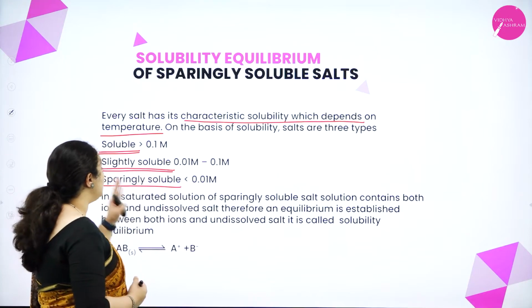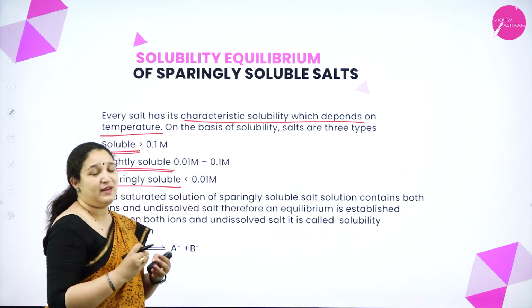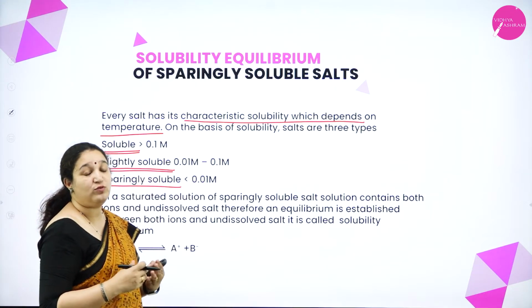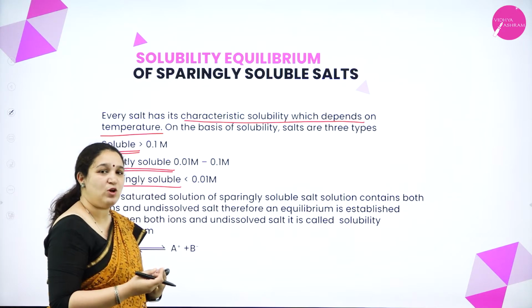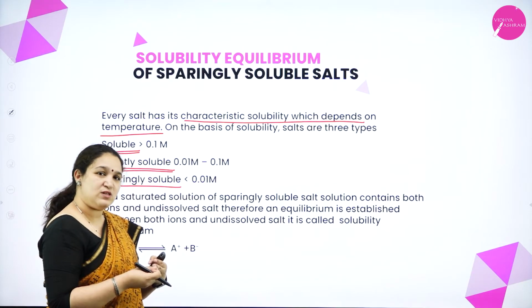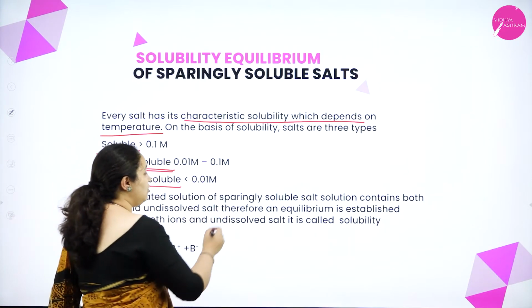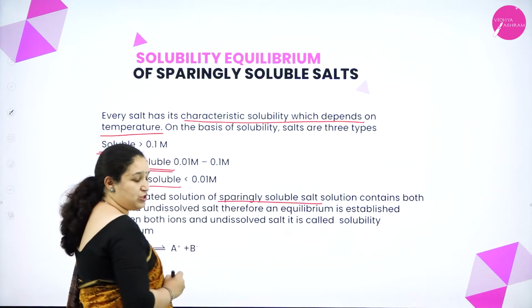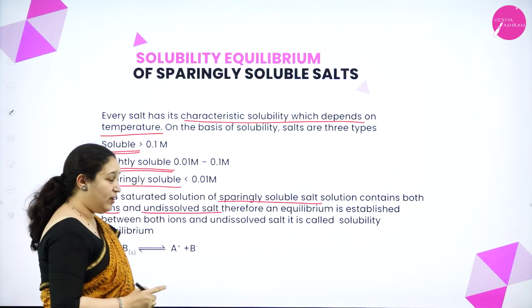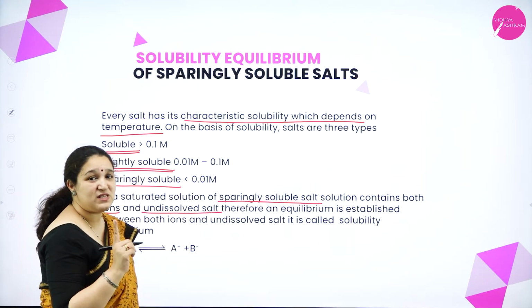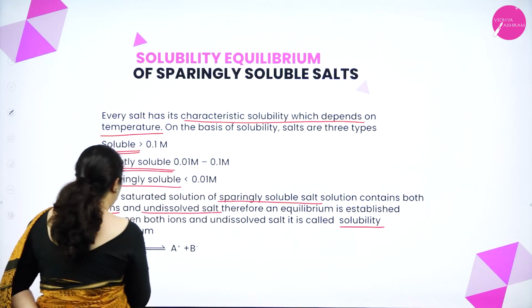Now, if I take a sparingly soluble salt, that means a very small quantity of that salt can be dissolved in a solvent to form a solution. That's why it's sparingly soluble. Very small amount will be dissolved, with difficulty. When a very small amount is dissolved only, it becomes a saturated solution. So, a saturated solution of a sparingly soluble salt contains both ions and undissolved salt. Therefore, there is an equilibrium which is established in such a system, and this is called the solubility equilibrium.